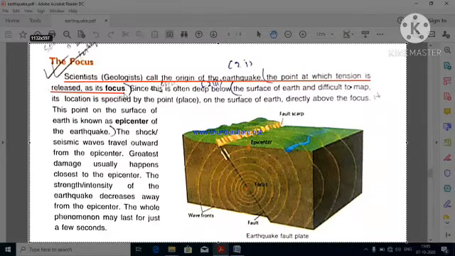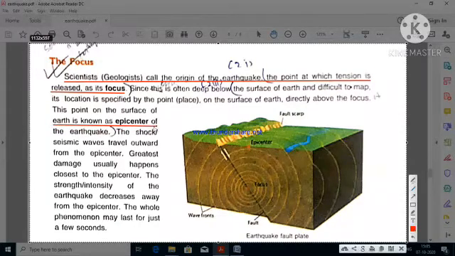Released as its focus. Since this is often deep below the surface of the earth and difficult to map, its location is specified by the point or place on the surface of the earth directly above the focus. This point on the surface of the earth is known as epicenter. What is the point which is directly above the focus? That is epicenter. The shock or the seismic waves travel outward from the epicenter.